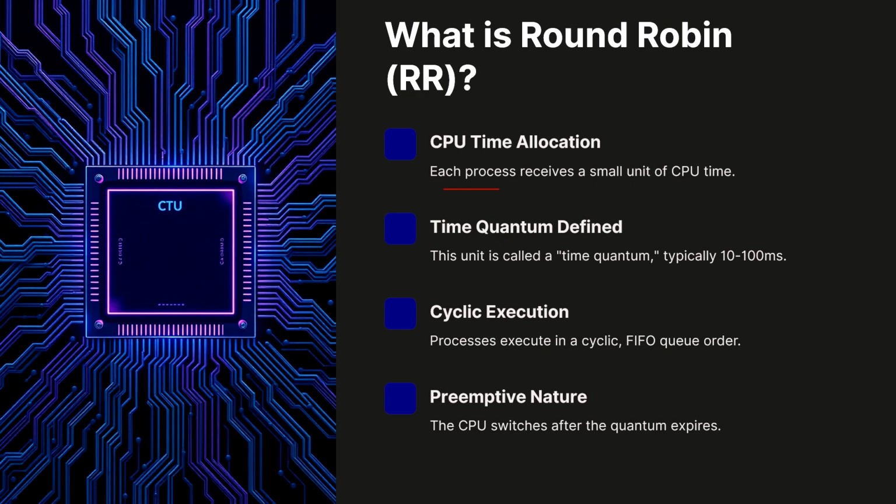So each process receives a small unit of CPU time. A unit is called a time quantum. The time quantum is what makes round robin different from other CPU scheduling algorithms. The time quantum is typically between 10 to 100 milliseconds. The round-robin process executes in a cyclic order, in which the process which enters first in the queue will be executed first. The CPU switches after the time quantum expires.